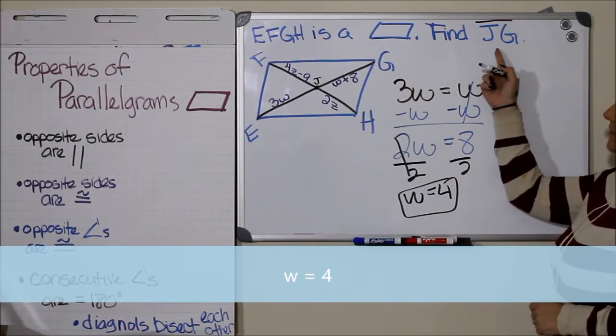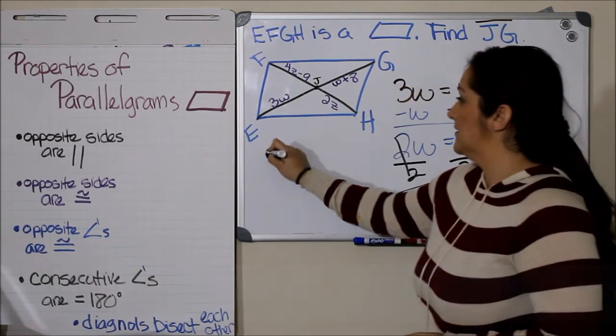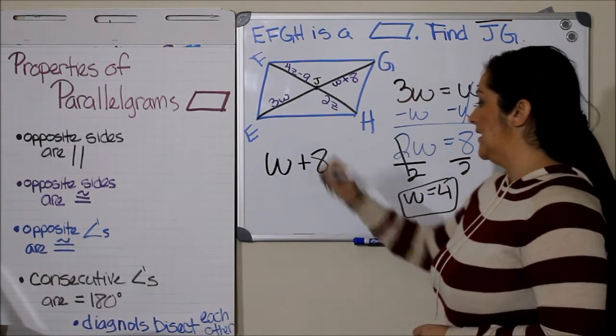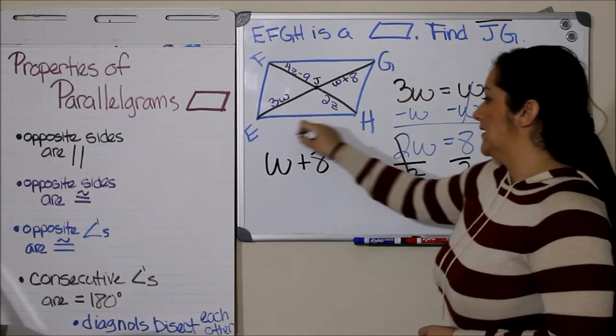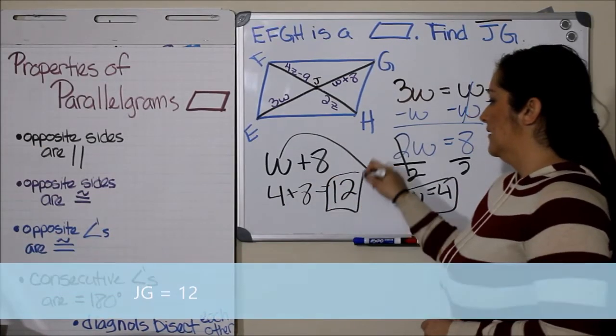Now I have to actually answer the question. It wants to know what is JG. Since JG is represented by the expression W plus 8, all I'm going to do is plug that in. So I get a final answer of 12.